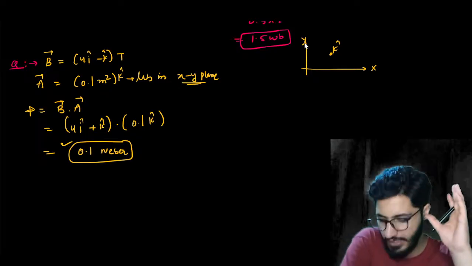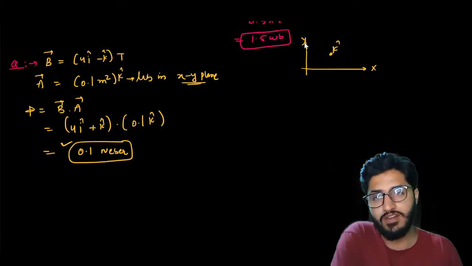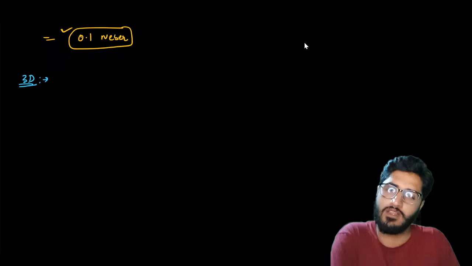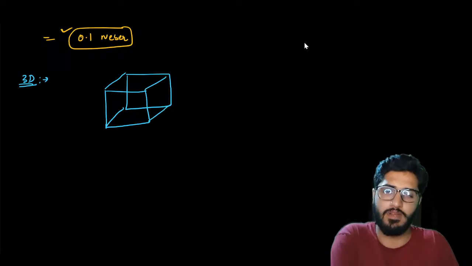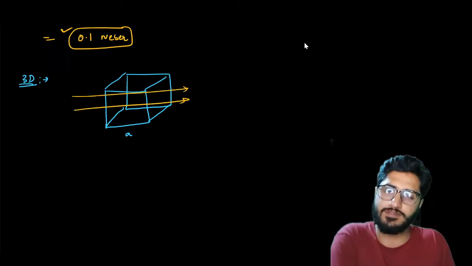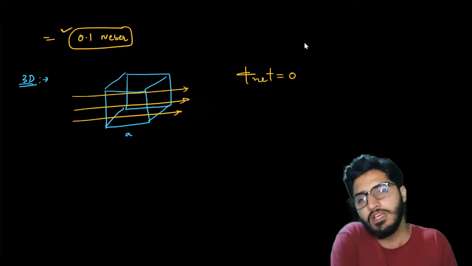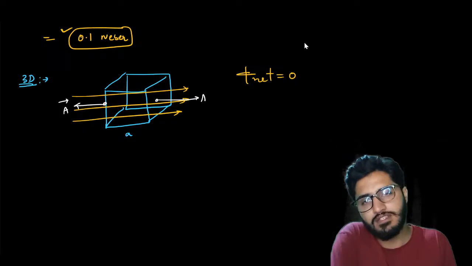So these numericals are related to the open surface. Open means 2D surfaces. Let us suppose we are having a 3D one. If it is a cube with side A, now my flux is crossing like this. So we know that the flux, phi net, is 0. How, sir? Look. This side area vector would be like this, this side area vector is like this, right?